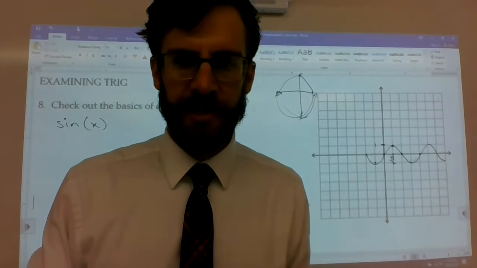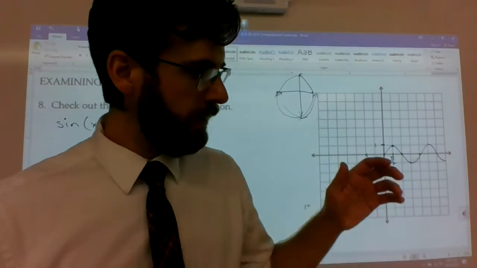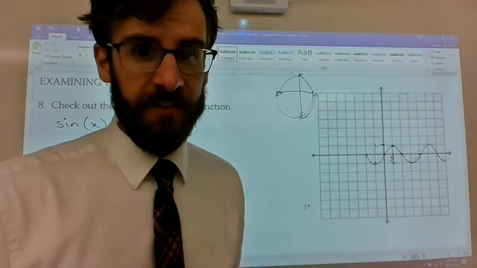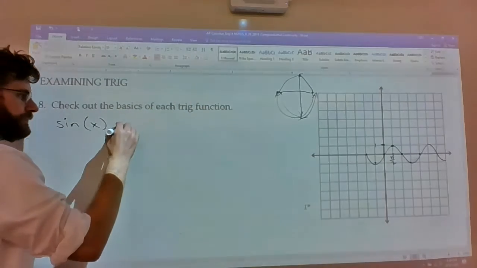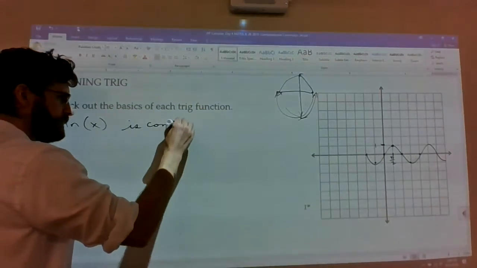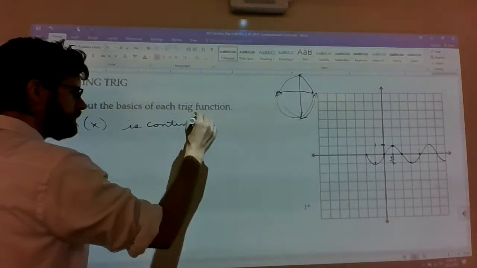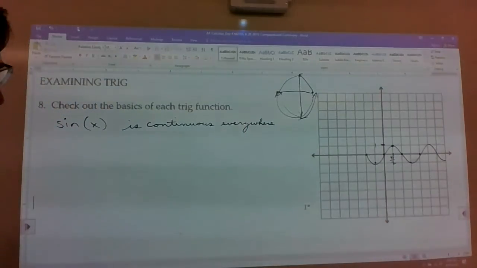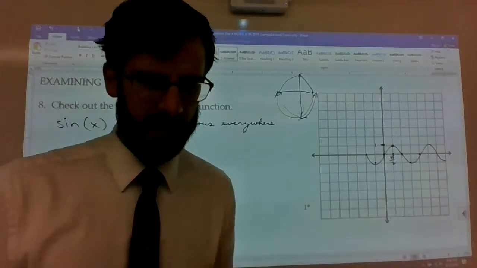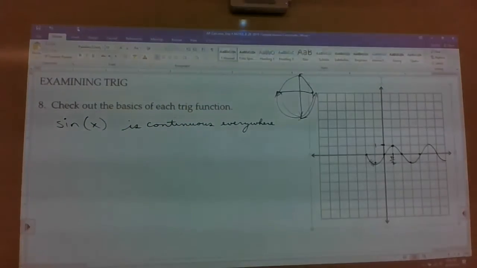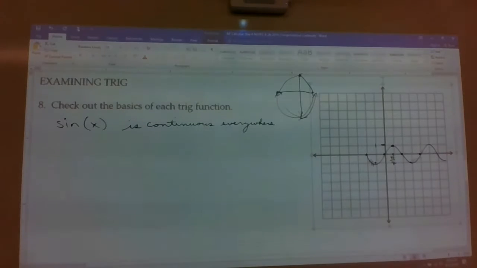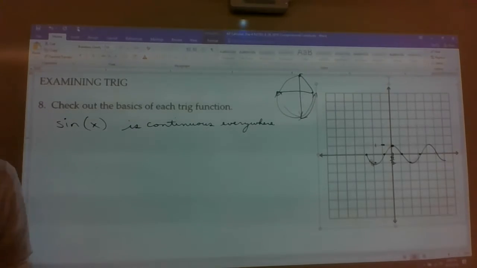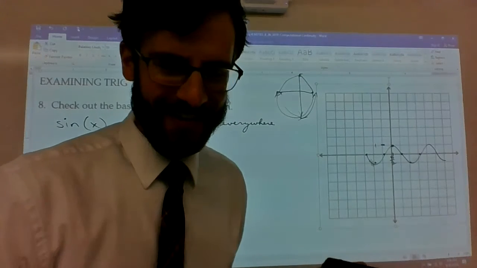Based on what we've seen with other continuous functions, there's not really a huge difference. There's no holes in the graph, there's no breaks, there's no asymptotes. Sine of x is continuous everywhere. Which, of course, if you know what sine of x looks like, you can literally just say, hey, here's cosine. And you like what I did there?